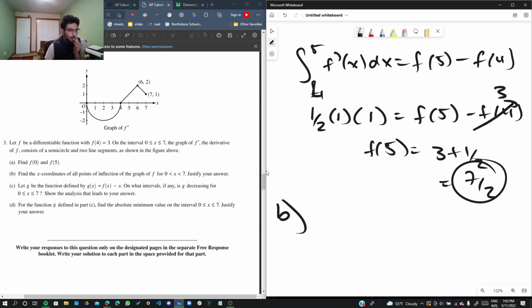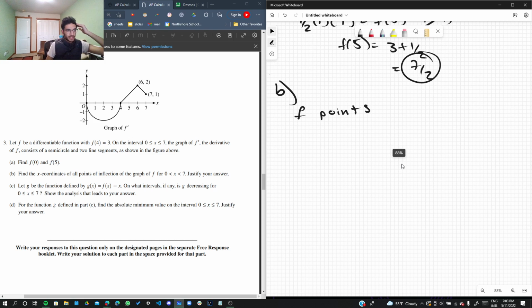Find the x-coordinates of all points of inflection of the graph of f for 0 less than x less than 7. Justify your answer. All right, so here, what we're going to do is points of inflection.